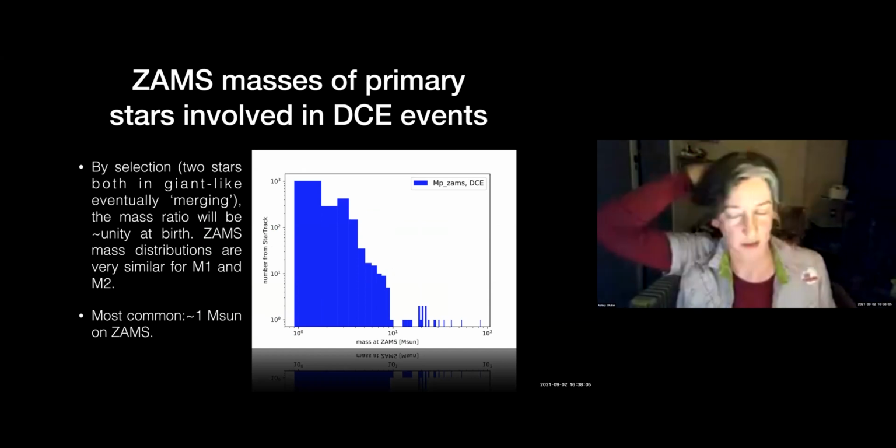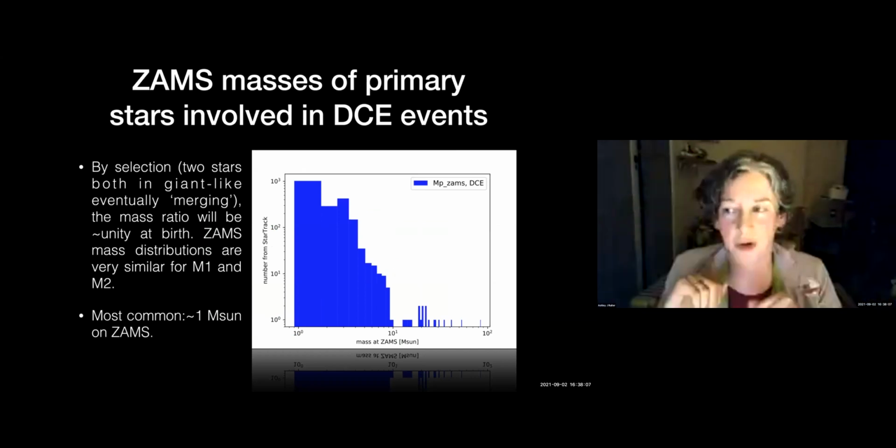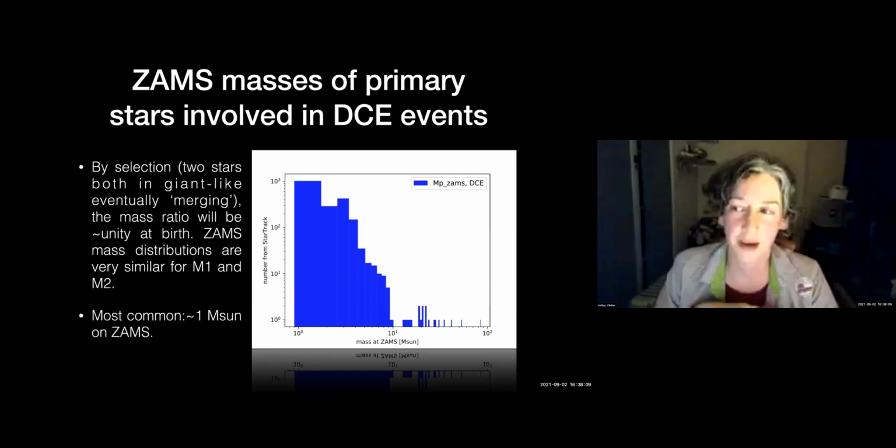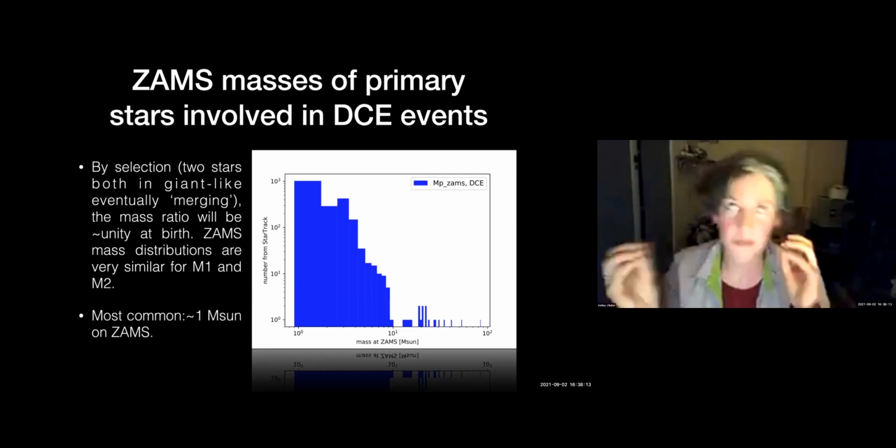So the distribution for the secondary looks almost the same, not exactly, but because we're seeking out stars that enter the giant branch at roughly the same time, by design they're going to have about the same distribution of masses, okay?